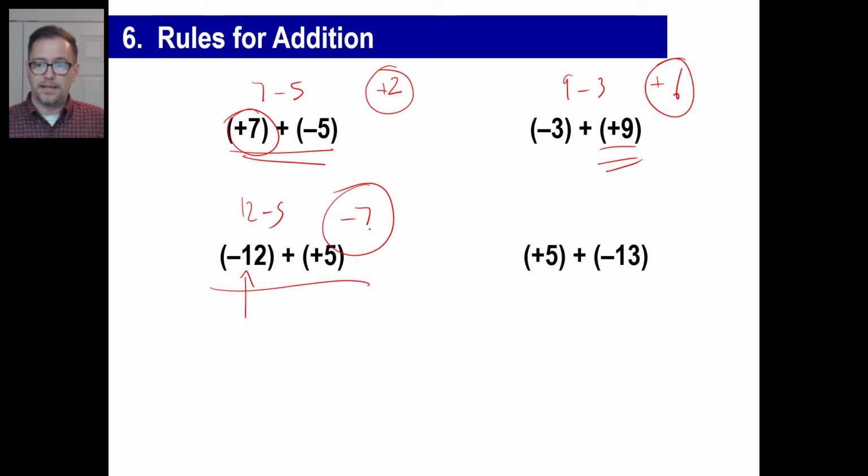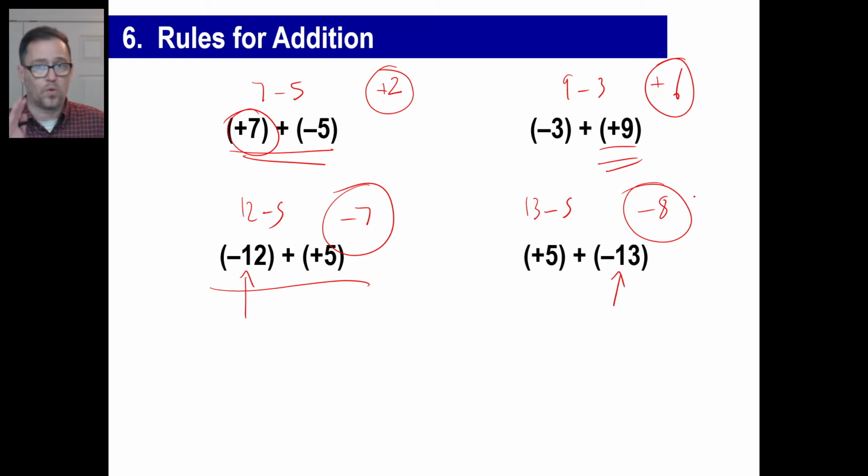Well, immediately when you see two numbers of different signs, you subtract. 13 minus 5 is 8. There's another one that you should know immediately. Is that a -8 or is it a positive 8? Which one is farther away from 0? It's a negative, so that means the answer is negative.